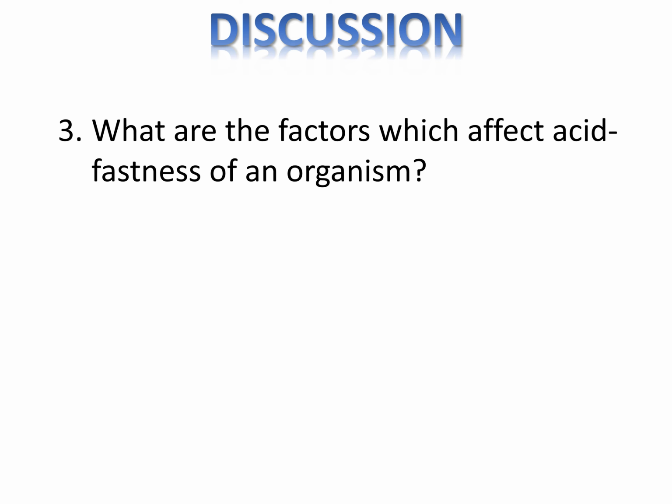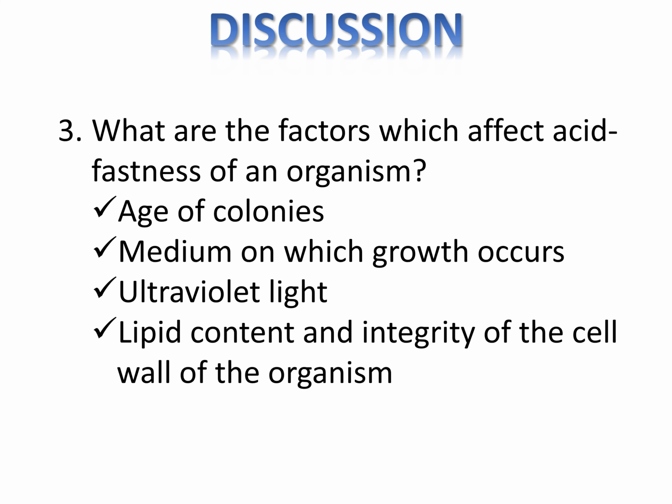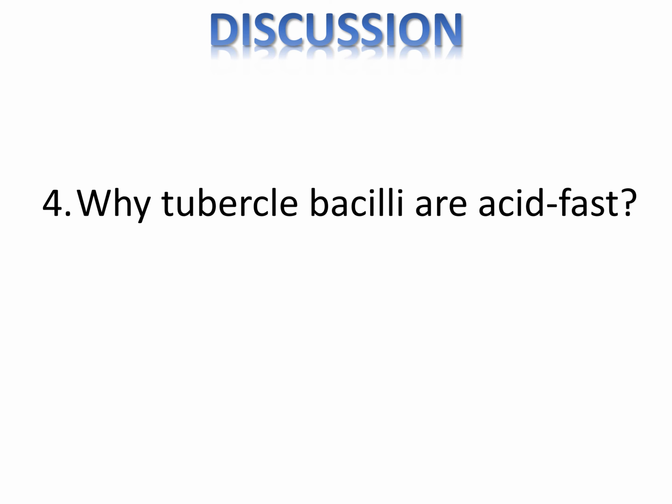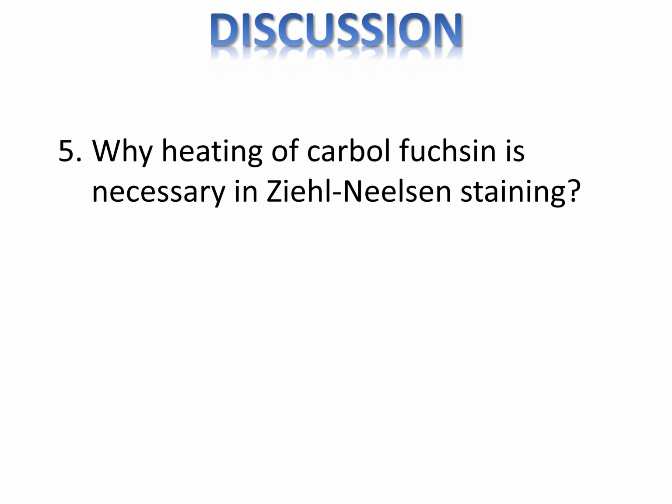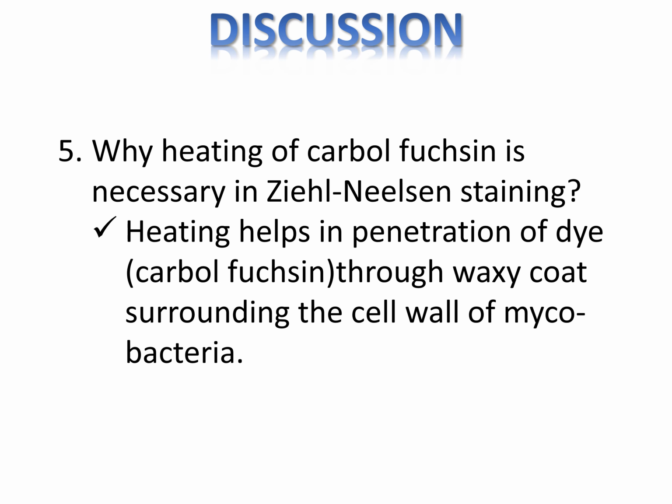What are the factors which affect acid fastness of an organism? Age of colonies, medium on which growth occurs, ultraviolet light, lipid content, and integrity of the cell wall of the organism. Why are tubercle bacilli acid fast? Due to the presence of mycolic acid in their cell wall. Why is heating of carbol fuchsin necessary in Ziehl-Neelsen staining? Heating helps in penetration of the dye, that is carbol fuchsin, through the waxy coat surrounding the cell wall of the mycobacteria.